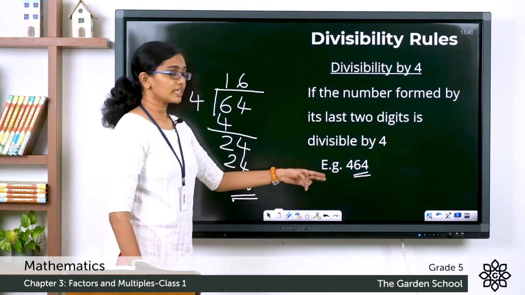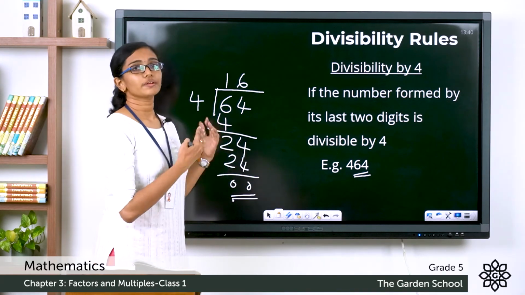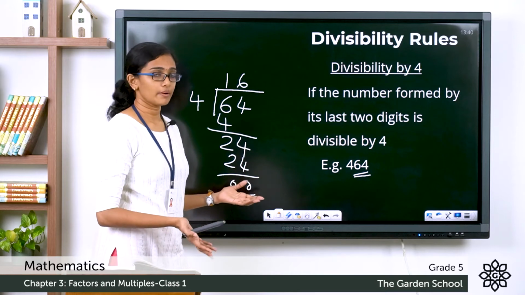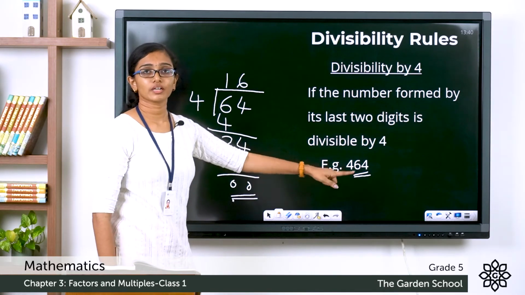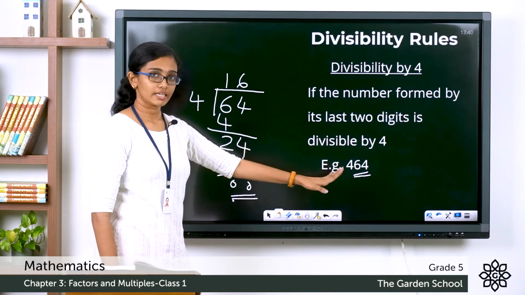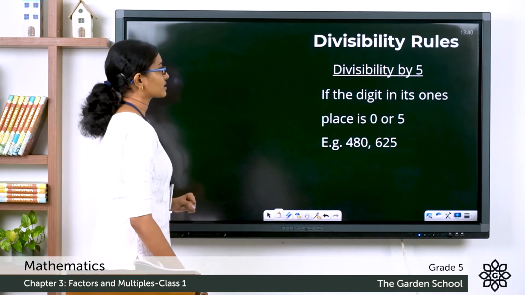See, since this is a 3-digit number, you won't feel it's giving much help. But what if it was an 8-digit or 9-digit number? You don't really have to do the whole division. Just check the last 2 digits and make sure it's divisible by 4. If that's the case, the whole number will be divisible by 4. Let's see the next divisibility rule.